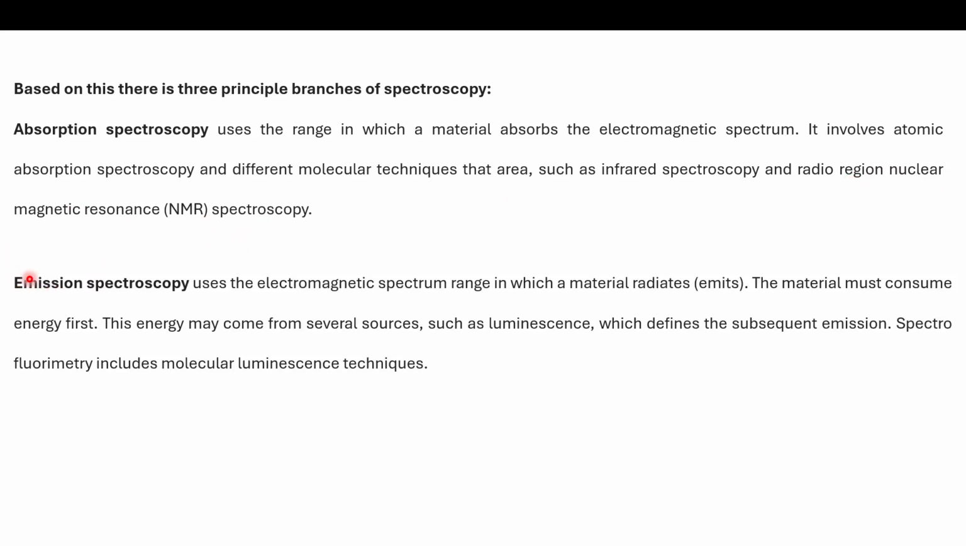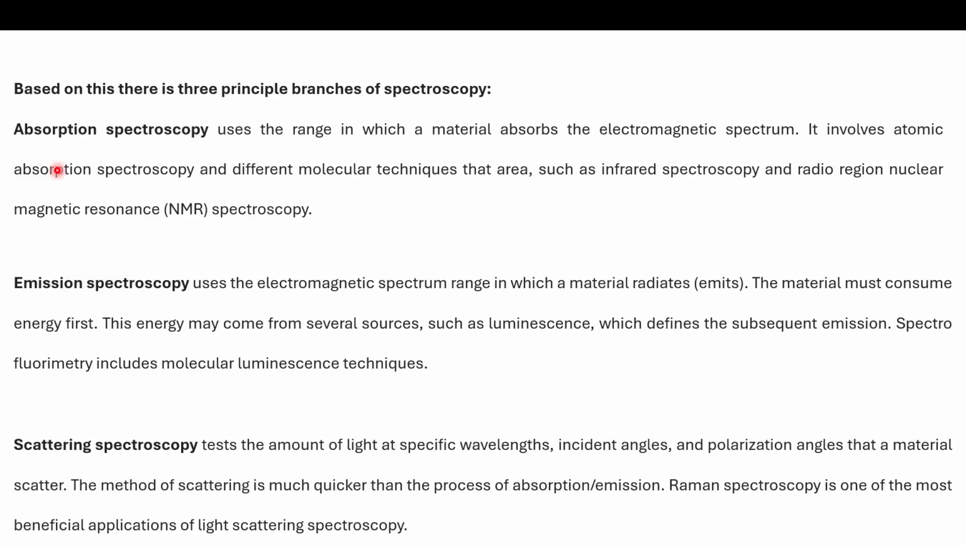Then there's another called emission spectroscopy, which uses the electromagnetic spectrum range in which a material radiates or emits light of a particular wavelength range. The material must consume energy first, and this energy may come from several sources such as luminescence, which defines the subsequent emission. And spectrofluorometry includes molecular luminescence techniques.